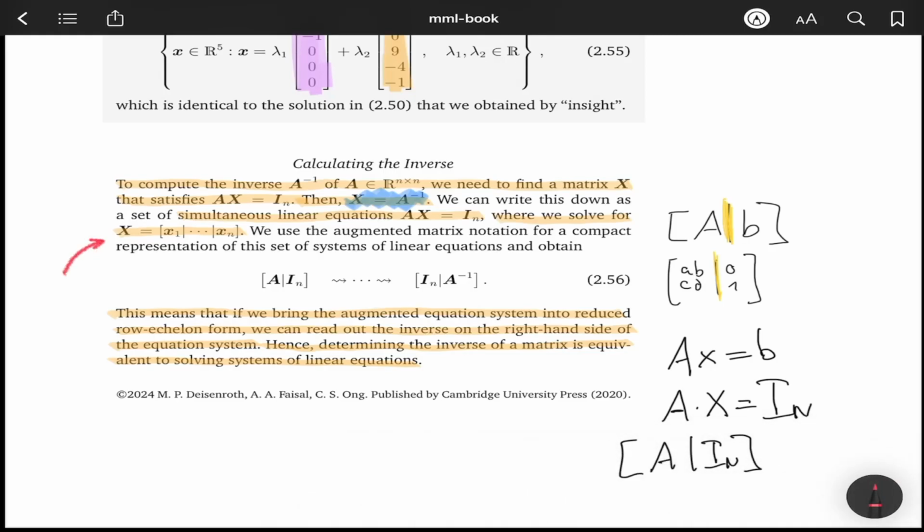Okay, so that means now, okay, I'm not getting this part here. Not getting this part. So we have the matrix X, which is basically our unknowns, but they divide it in different columns.